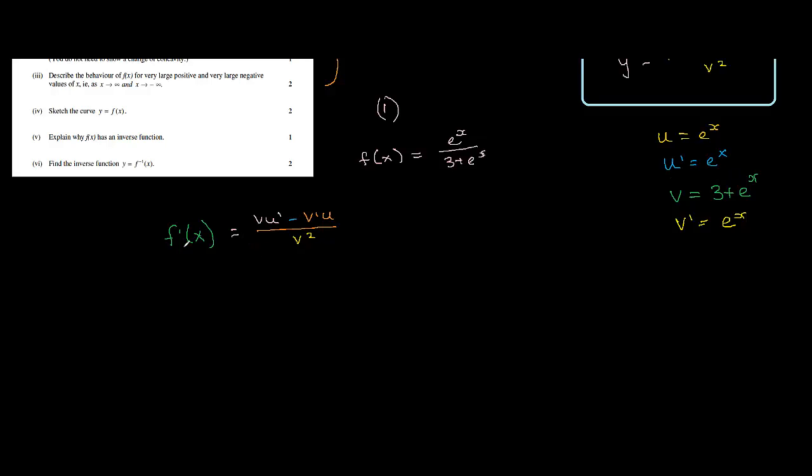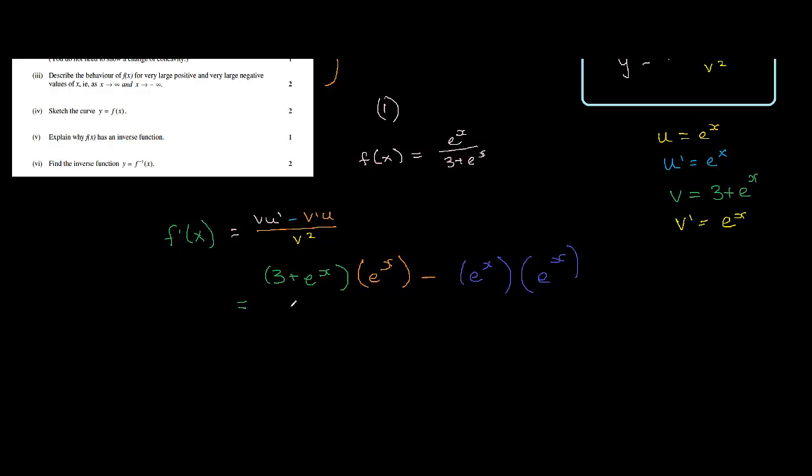So I've just rewritten the quotient rule here. So v is, what was v? v was 3 plus e to the x. Too easy. u dash, what was that? That was u dash was e to the x. Too easy. Minus, now v dash. So we've got e to the x just here. e to the x is v dash. Times u. So what is u? u is e to the x.